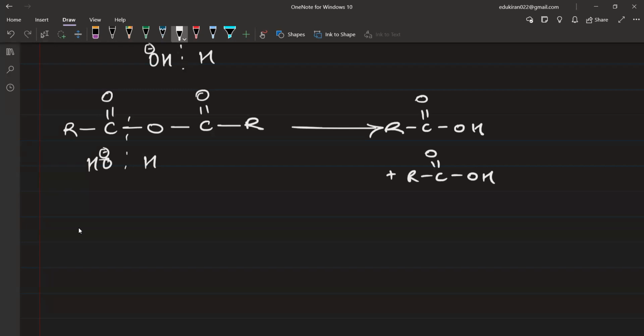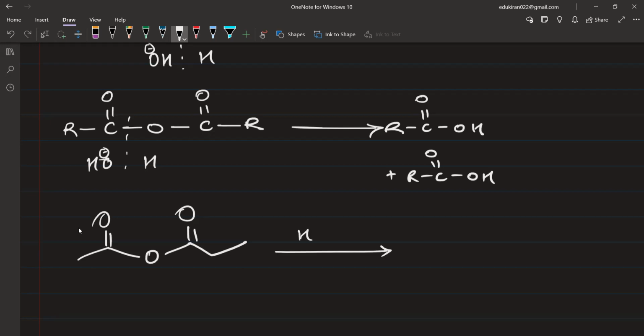In that case, sometimes you will be asked, for example, if you have an ester, and that ester is C double bond O, oxygen, C double bond O, and here you have one more carbon atom. If you add water to this ester, then you are going to get two different carboxylic acids. One carboxylic acid will have two carbons, and there will be one more carboxylic acid which has three carbons. So this bond will break here. You can break this bond or you can also break this bond. It is the same, meaning you will get the answers.